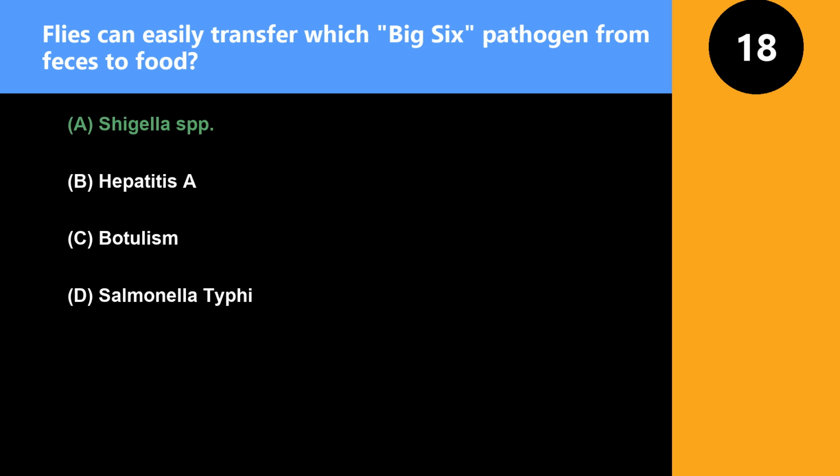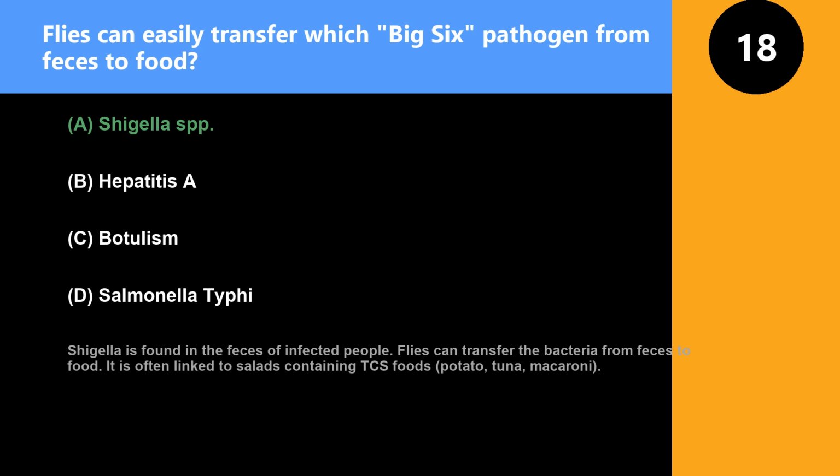The correct answer is option A, Shigella spp. Shigella is found in the feces of infected people. Flies can transfer the bacteria from feces to food. It is often linked to salads containing TCS foods: potato, tuna, macaroni.